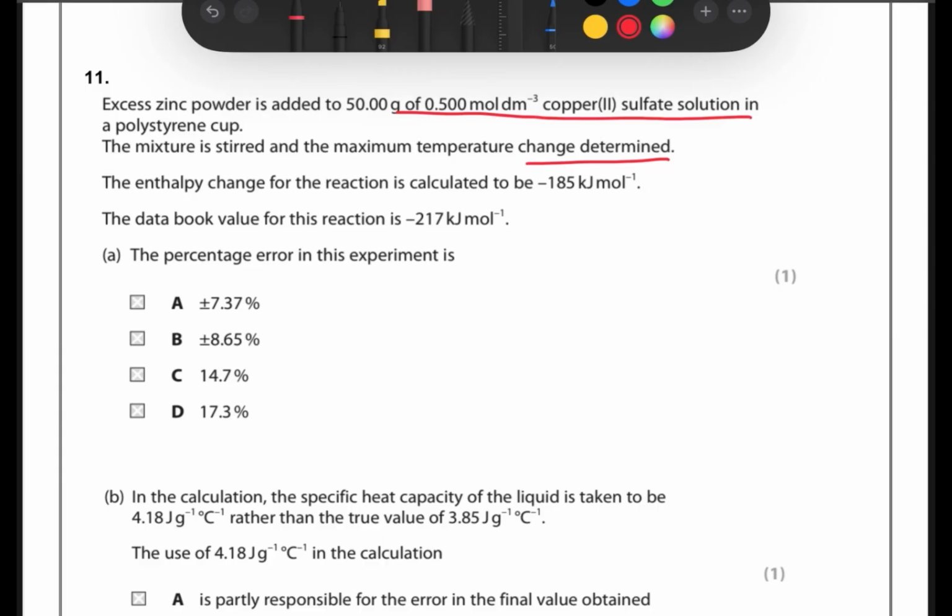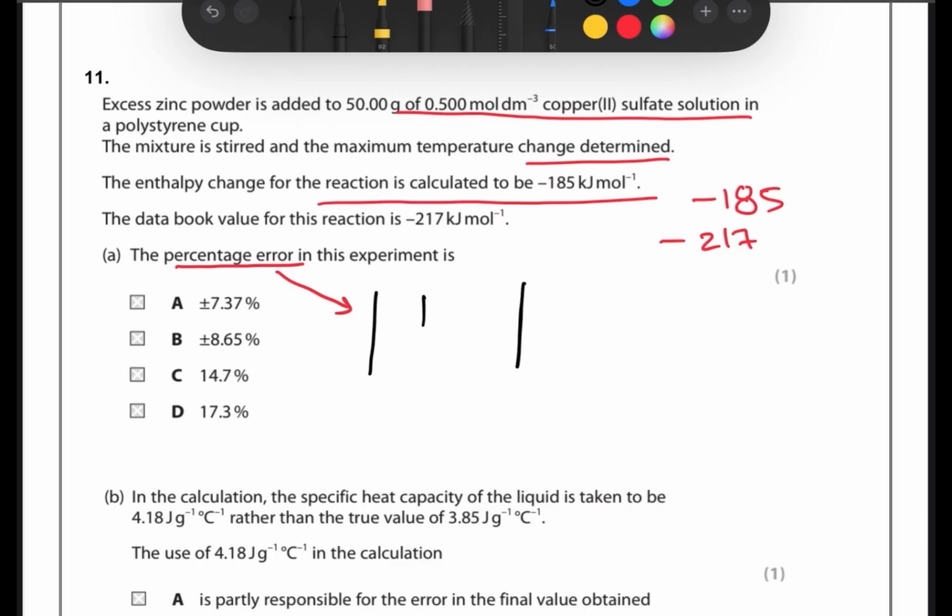The enthalpy change for the reaction is calculated to be negative 185 kilojoule per mole, and the data booklet value for this reaction is negative 217 kilojoule per mole. What is the percentage error in this experiment? You have to keep in mind the percentage error is not the same as the percentage uncertainty. It has a law, and this law indicates that you have to take the absolute value of the difference of the two values over the true value times 100.